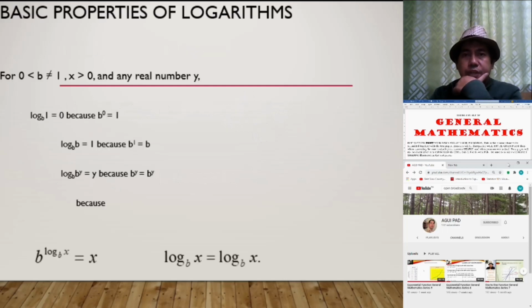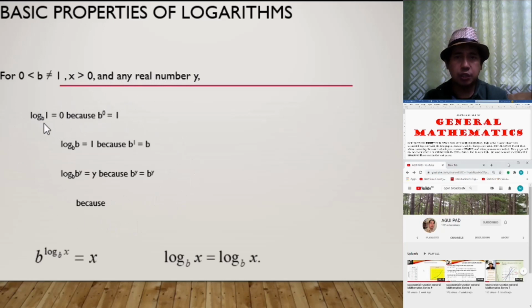We have to understand the basic properties of logarithm. Okay? In the basic properties of logarithm, there are things again that we have to recall. We have said a while back that when your b is greater than 0 but not equal to 1, and your x is greater than 0, and any real number y, we will be having these properties.